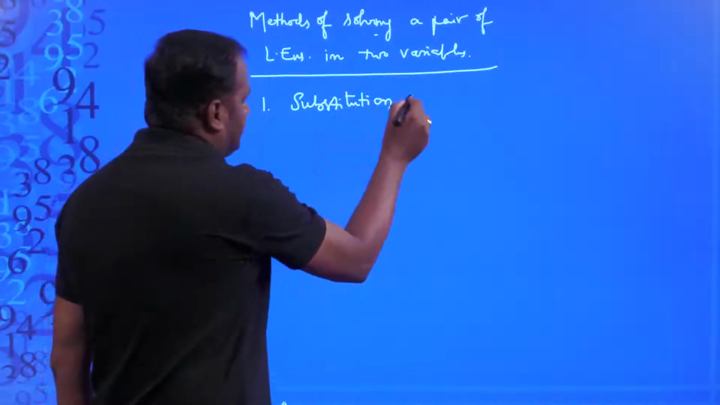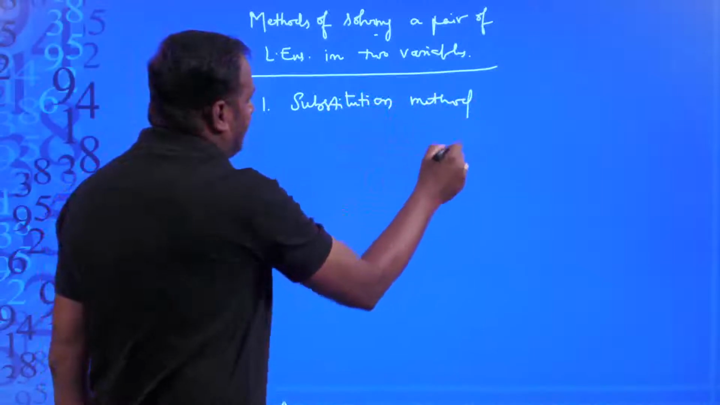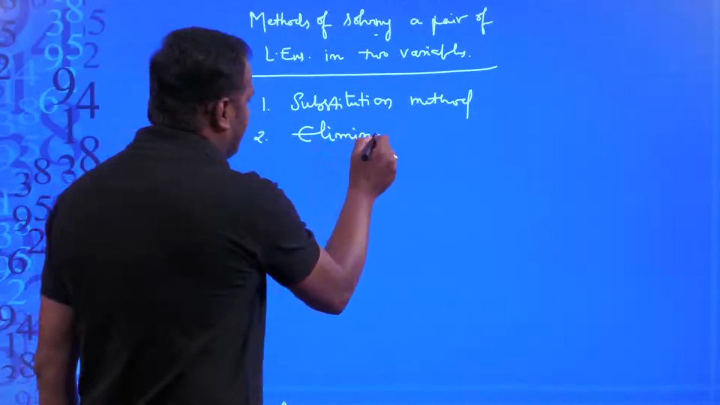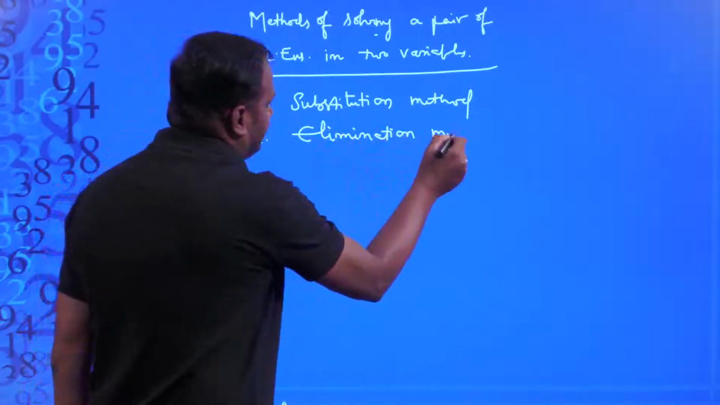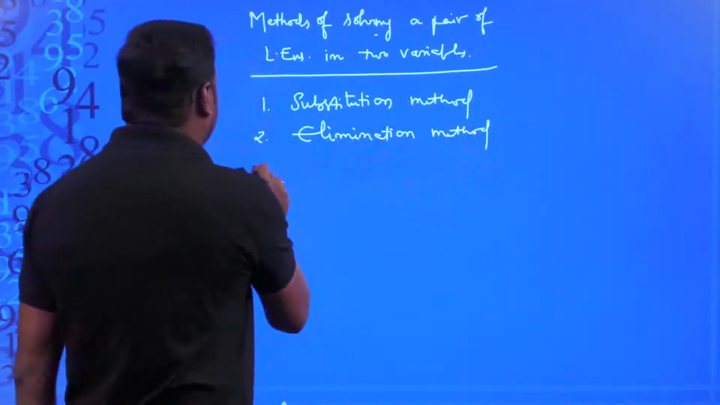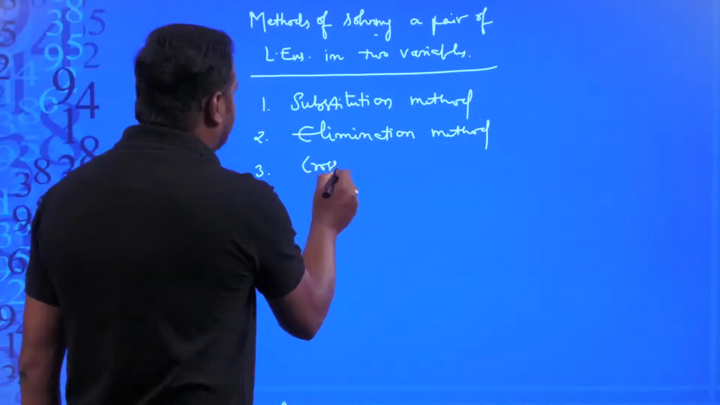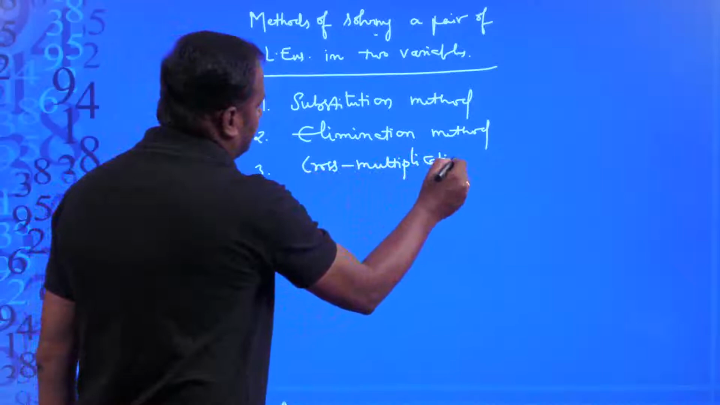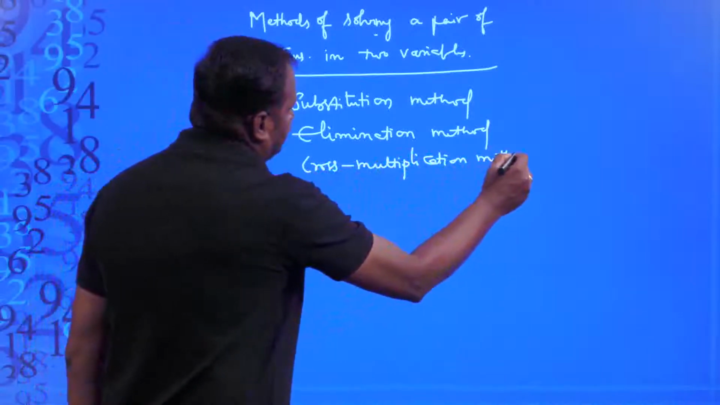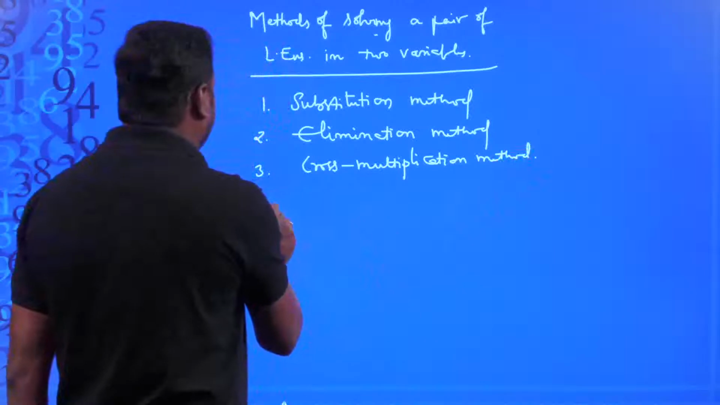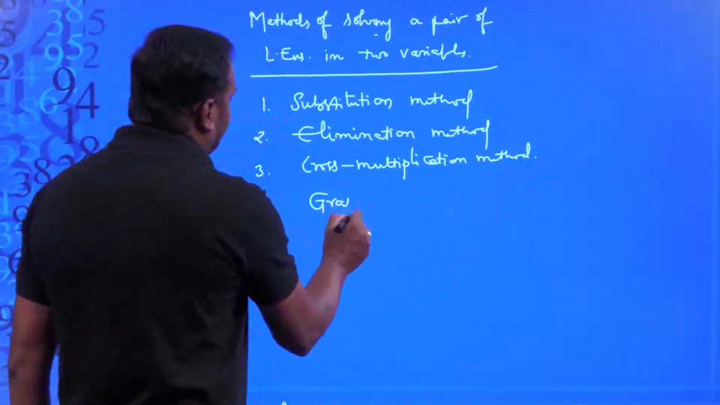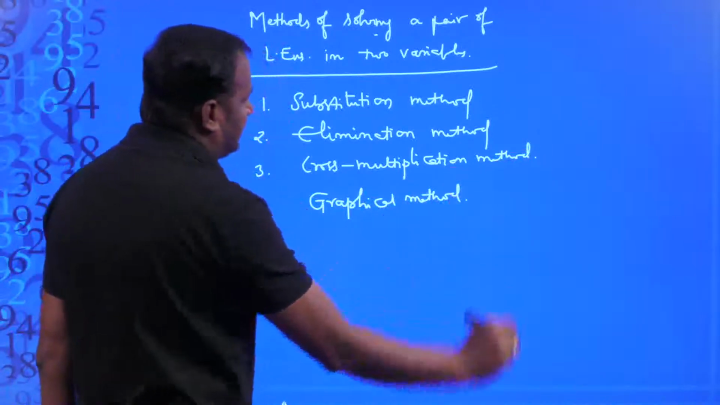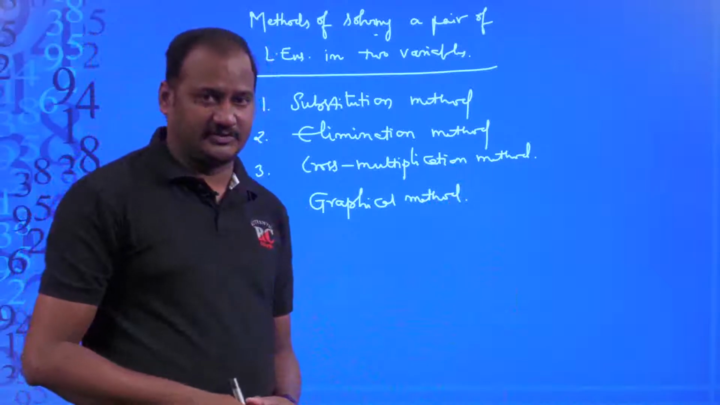What do you call that method? Substitution method. And the second method is called the elimination method, and the third method is said to be the cross multiplication method. And of course, there is one more method, we already discussed it, the graphical method of solving a pair of linear equations in two variables, right.